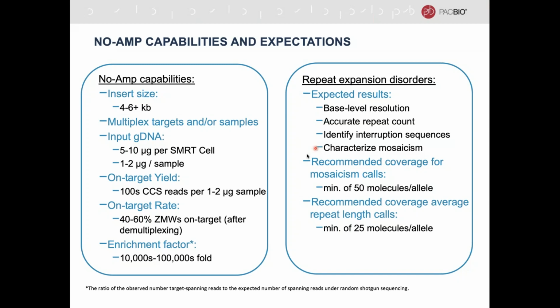So if you want to look at mosaicism and really want to capture the entire range of the repeat length sizes, we recommend using at least 50 molecules per allele, so 100 molecules total per sample per target. Now, if you're not interested in that and you just want an average repeat length call, you can get away with approximately half of that.